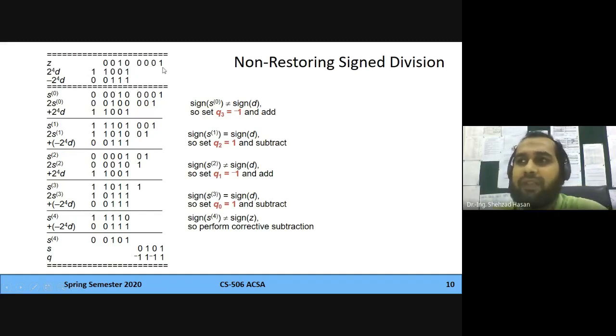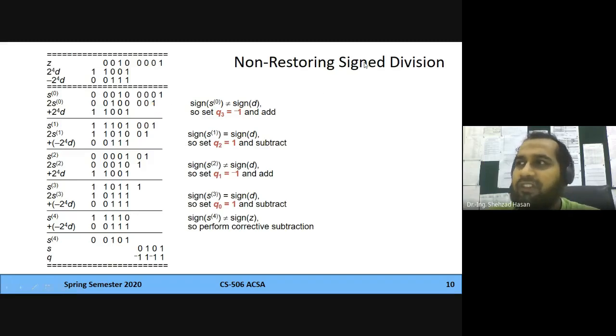Okay, so the first step, again the same thing: we are going to take this dividend and copy it as it is into the partial remainder. The partial remainder is actually 2k bits plus 1 for sign, so it's a 2k plus 1 bit register, and these higher bits are basically going to the adder, not the lower ones. The first step is to shift it left. Once we shift it left, the steps are a little different, right?